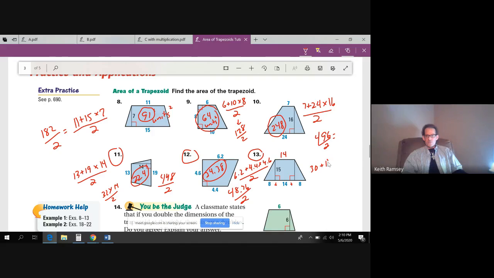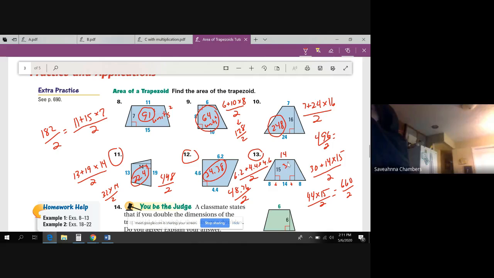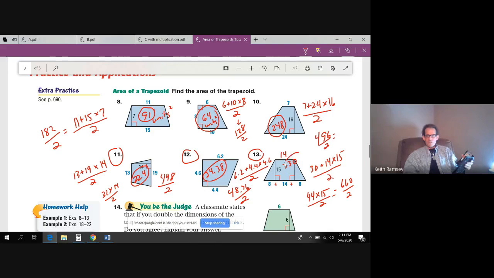So 30 plus 14, then you multiply it by the height, which is 15, and then divide the whole thing by 2. So 30 plus 14 is going to be 44 times 15 divided by 2. Let's find out what that is. 44 times 15, I got 660. And then we want half of that, which is going to equal 330. If you got 330 for number 13, you're on the right track.